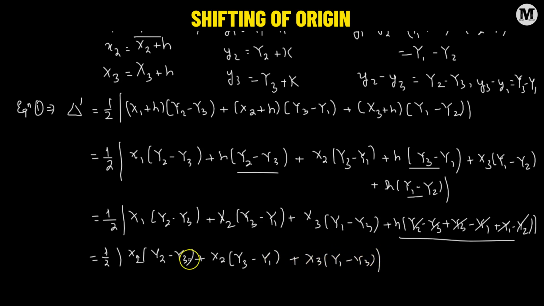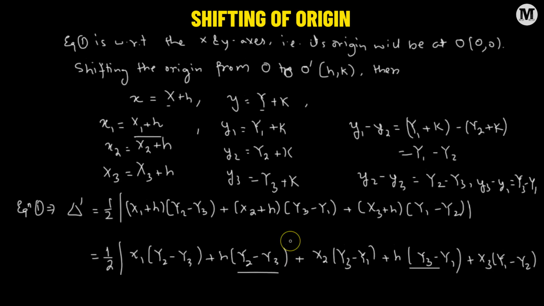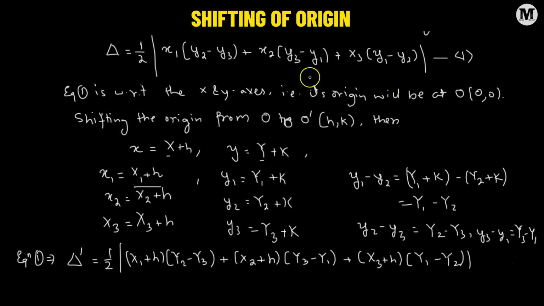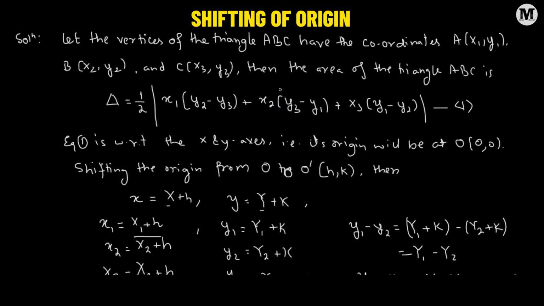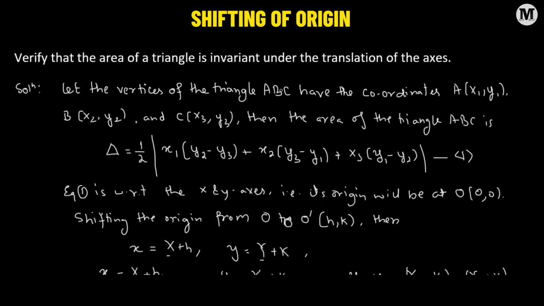Now what we have obtained is the area of the triangle after translation, or after the shifting of the origin. Let's call it equation number 2. Equation number 2 has the same form as the original area of the triangle. Since it has the same form, that tells us that even after shifting of the origin, or after the translation of the axis, the area of the triangle has remained unchanged. That means the way we calculate the area of a triangle has remained unchanged. So it is invariant, hence proved.